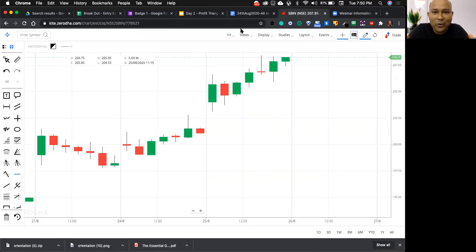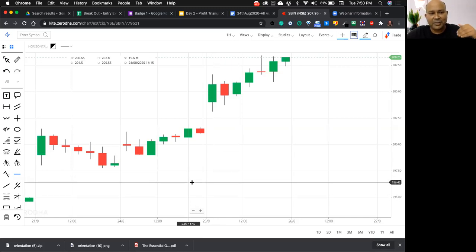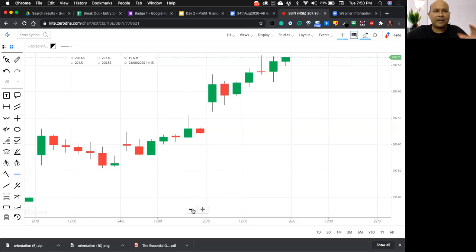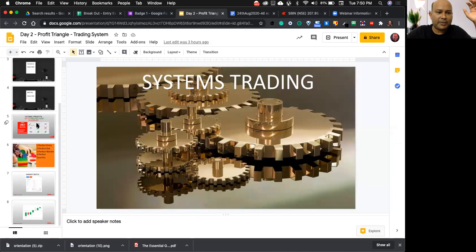Okay, this is how it is. This is the structure of it. Okay, so let me show you what happened today and yesterday. Yesterday was a loss, but it's very much part and parcel of the game. Very much part and parcel of the game.